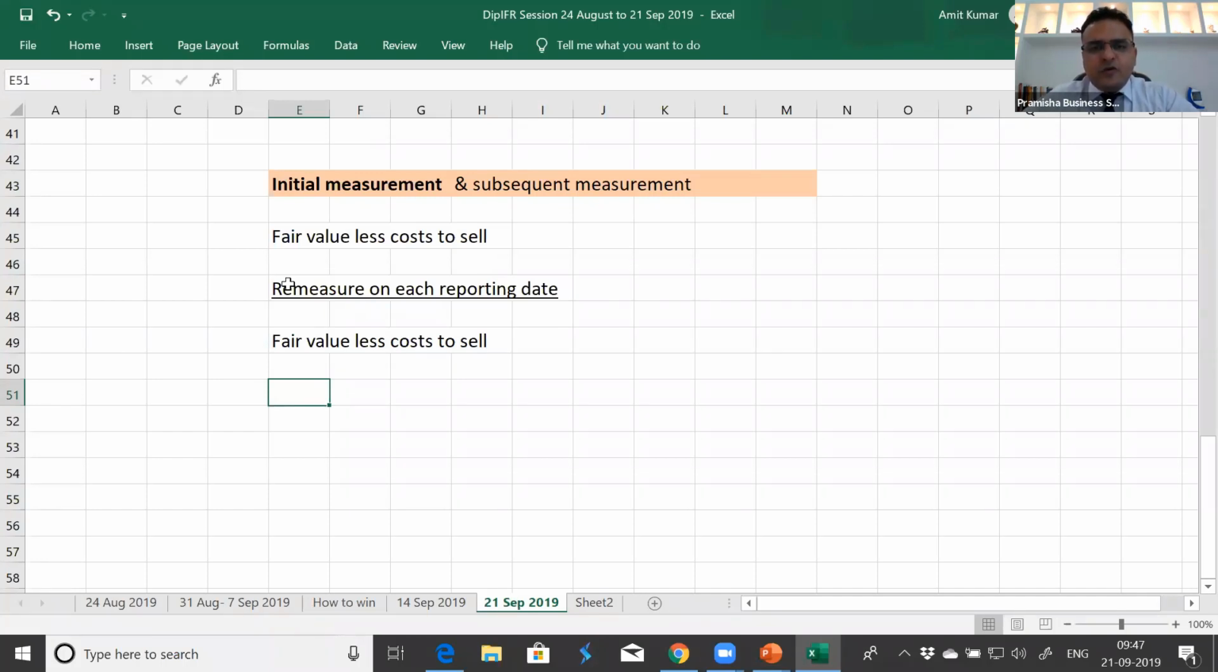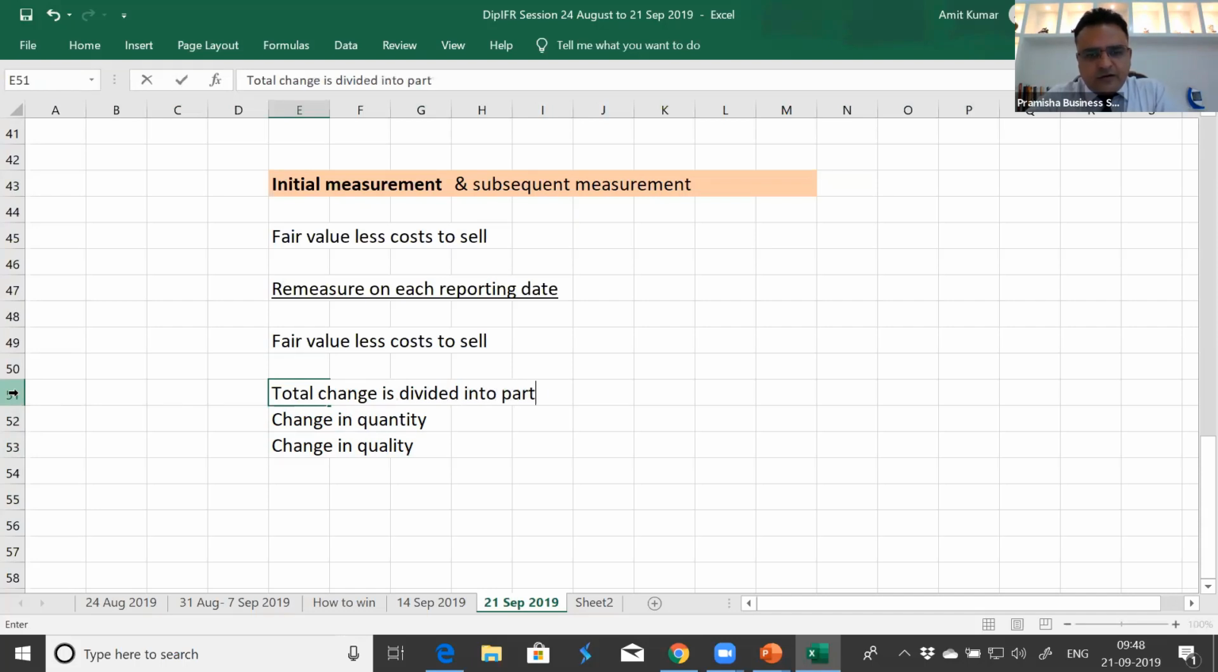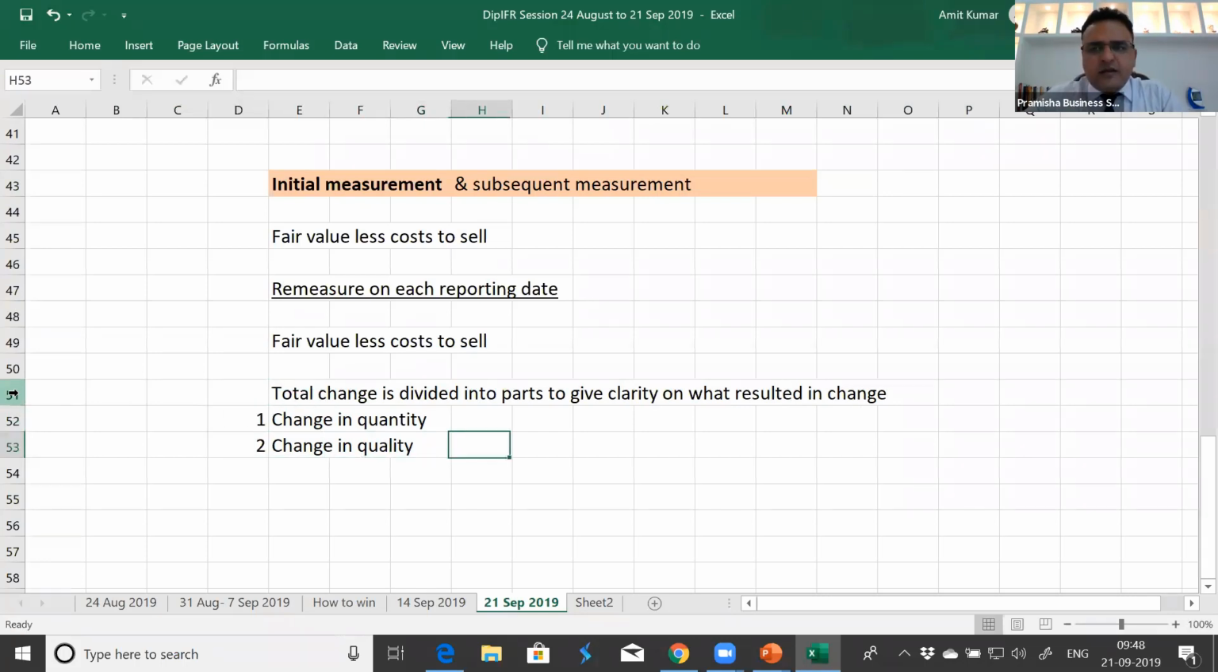The cow grows in size, procreates, transforms, dies, also produces, also gives milk. So there are many qualities in which they transform, and an animal goes through a life cycle. So all that is recorded, whether that change is happening because of change in quantity or change in quality. The fair value change is divided into two parts, to give clarity on what resulted in the change, whether it was due to change in quantity or change in quality from year to year.